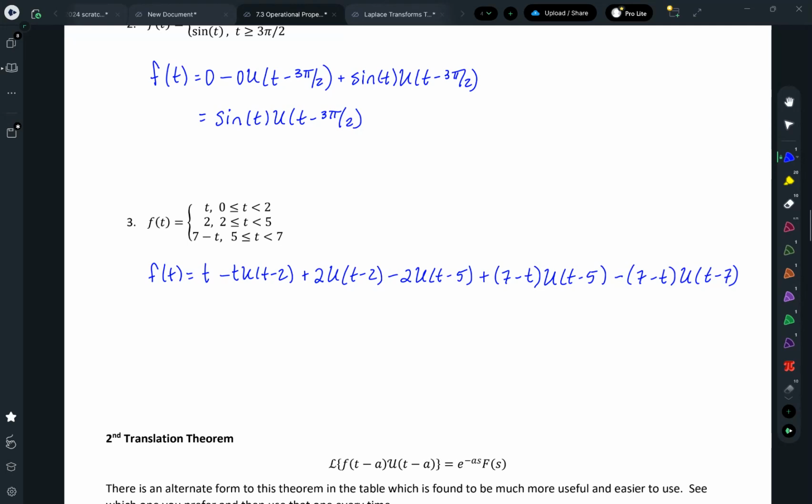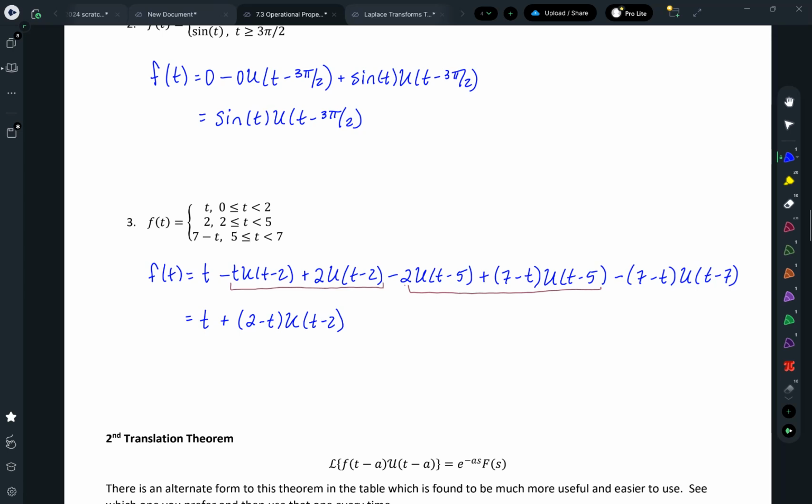Now I do want to simplify this because there are some like terms in here. For example, the terms that both have u of t minus 2, and the terms that both have u of t minus 5. We need to combine those. So the first piece is t. The second piece we'll do plus, factor out the u of t minus 2. That leaves behind a 2 minus t, and then we have our u of t minus 2.